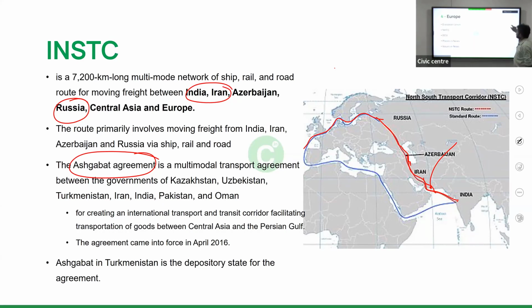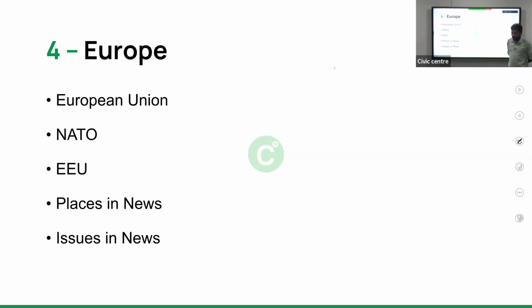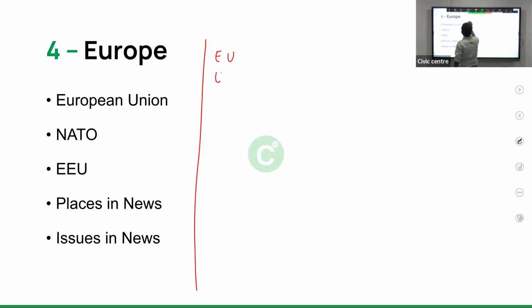So next is your Europe. In Europe, we have to know about European Union, NATO, Eurasian Economic Union, and issues in news. In the context of Europe, you should be aware of European Union, European Central Bank, European Parliament, European Council, European Commission, European Court.